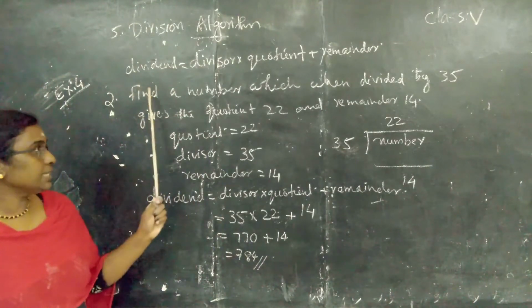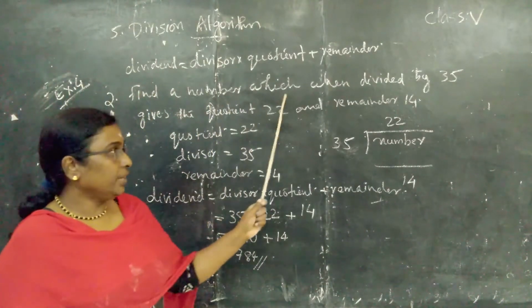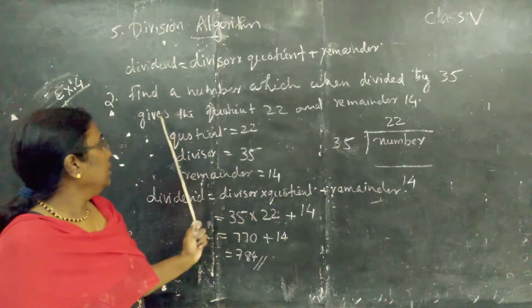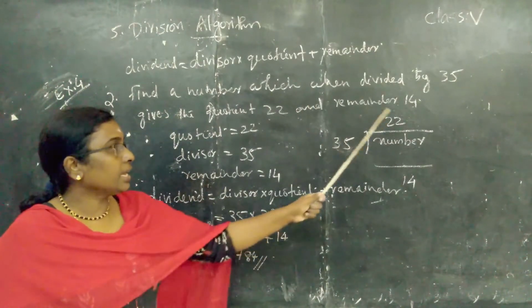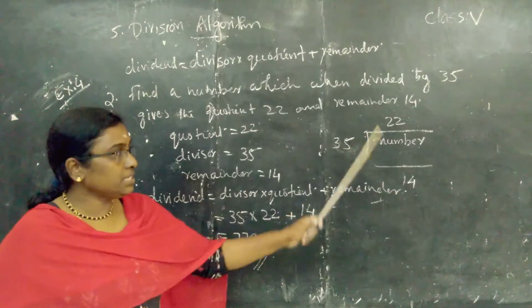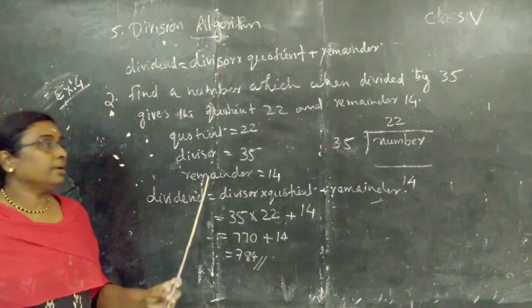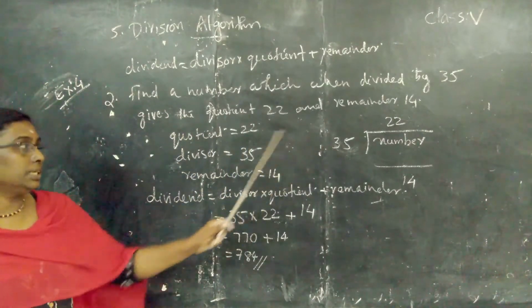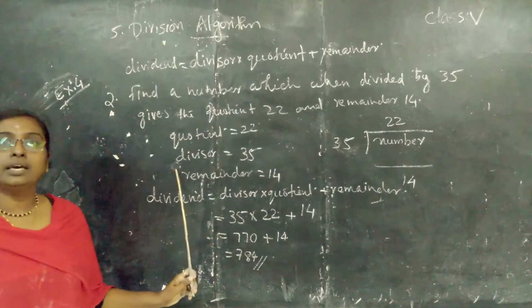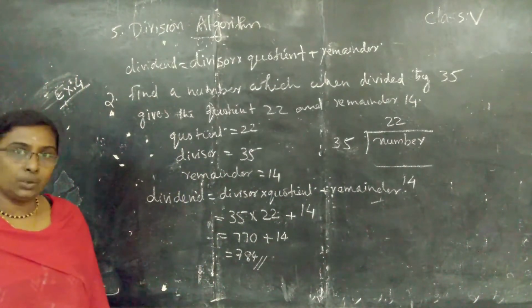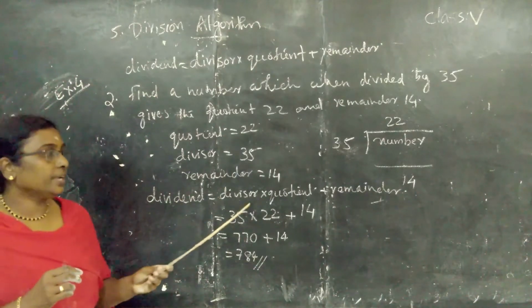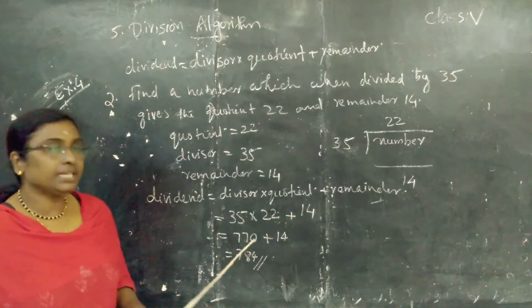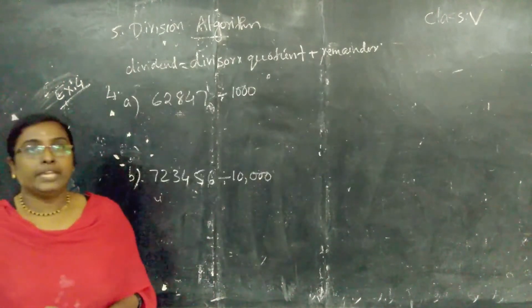Okay. Once again, find a number which when divided by 35 gives a quotient 22 and the remainder 14. From this we can say the given numbers. What are given? 22. What is 22? 22 is the quotient, 35 is the divisor, 14 is the remainder. According to the division algorithm, dividend equals divisor into quotient plus remainder. That is 35 into 22 plus 14. We get 784. Okay. The next question.